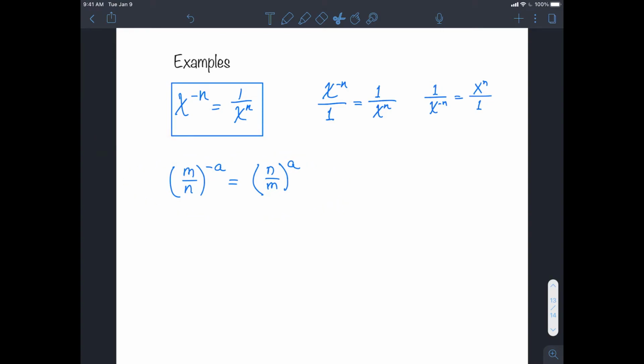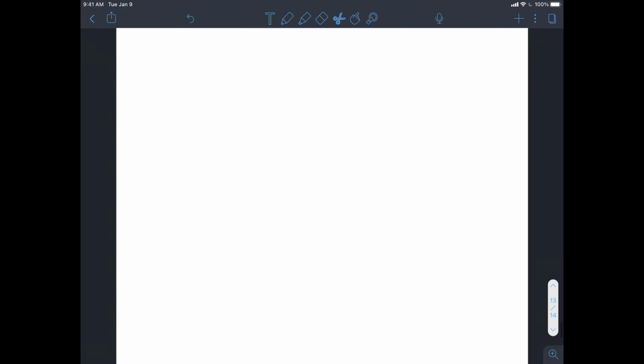So let's take a look at some examples, and I'll do exactly the examples in the handout. First of all, example number 1, simplify x to the negative 3. Well, that's pretty easy. That's just going to be 1 over x to the third.